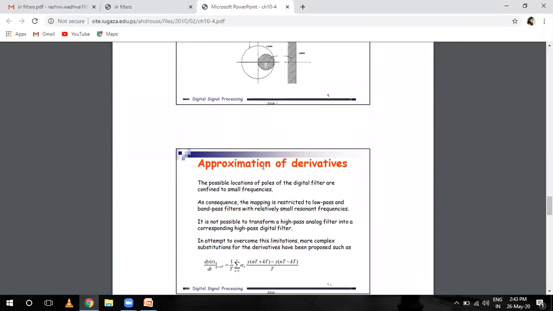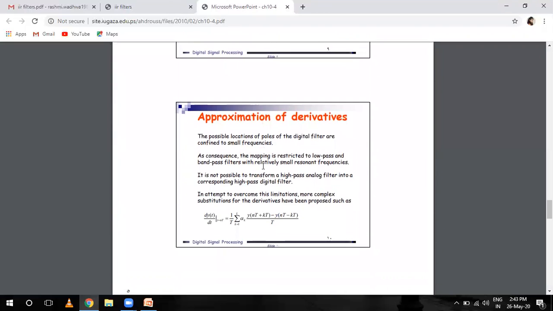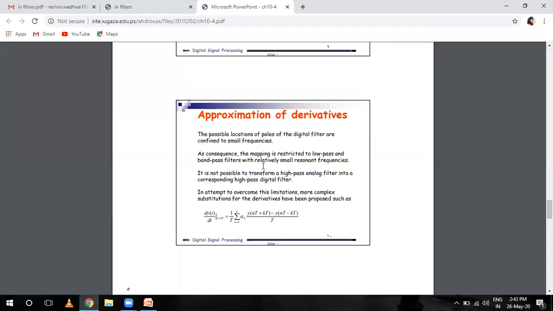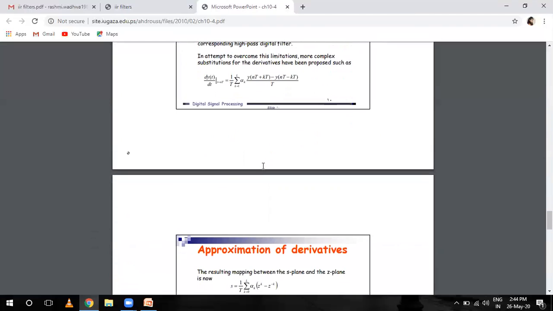Now, the possible locations of the poles of the digital filter are confined to small frequencies. As a consequence, the mapping is restricted to low pass and band pass filters with a relatively small resonant frequency. It is not possible to transform a high pass analog filter into a correspondingly high pass digital filter. To attempt to overcome the limitation, more complex substitutions for the derivative have been proposed.